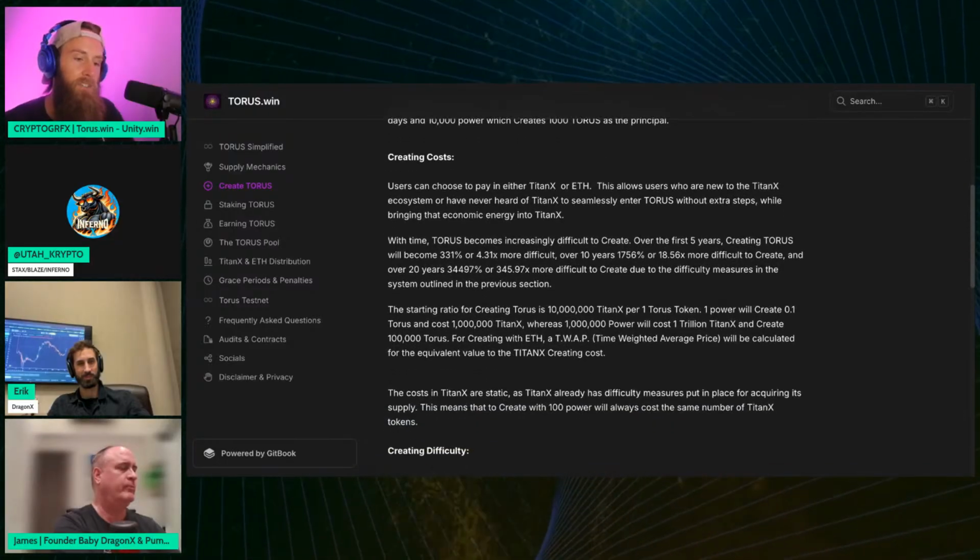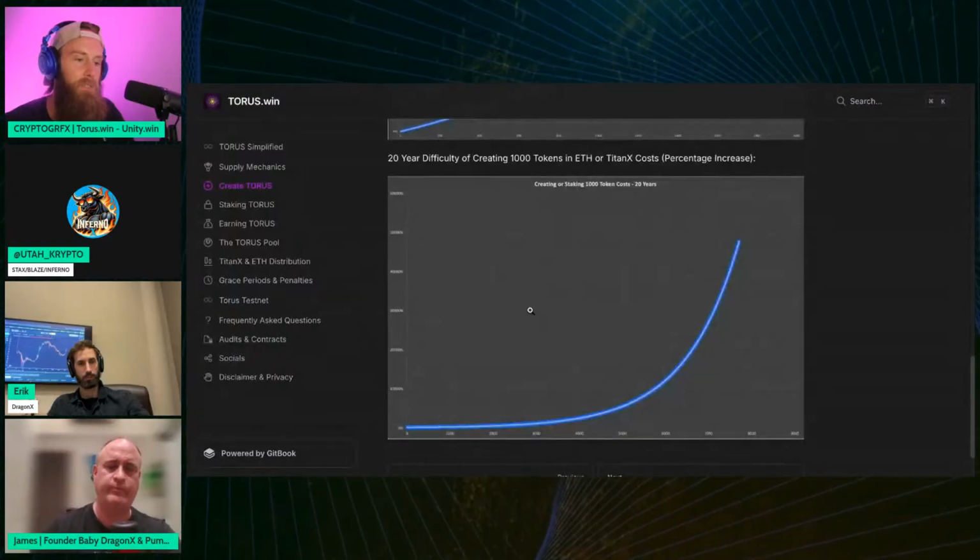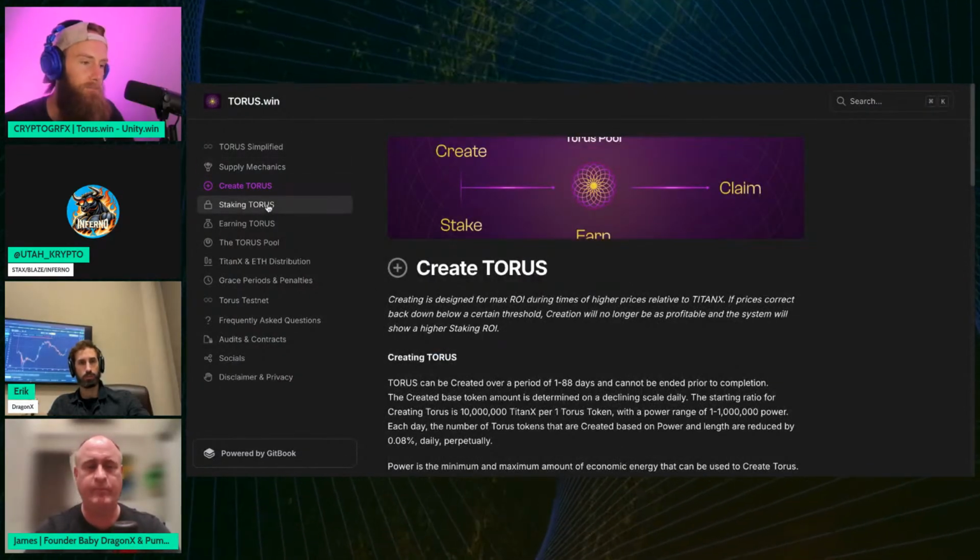Now, here's a couple graphs on the creating difficulty. I'm going to kind of skip through this. I don't want to go too deep into all this stuff. I want to be mindful of the time here.